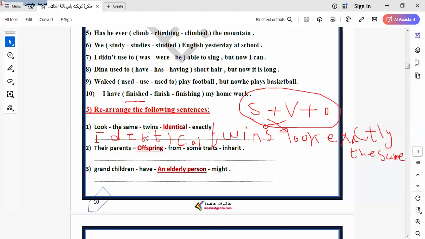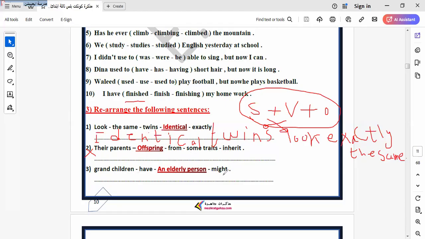Now let's go to another sentence here. Their parents offspring from some traits in her. So here it will be offspring, inherited. We don't have a mistake. This sentence is correct. I will leave it. Let's go to another one.